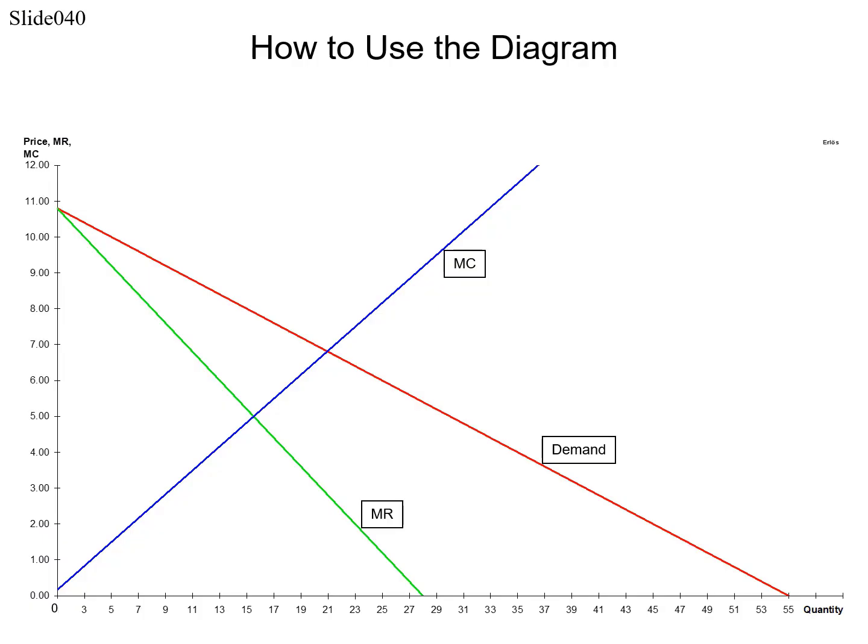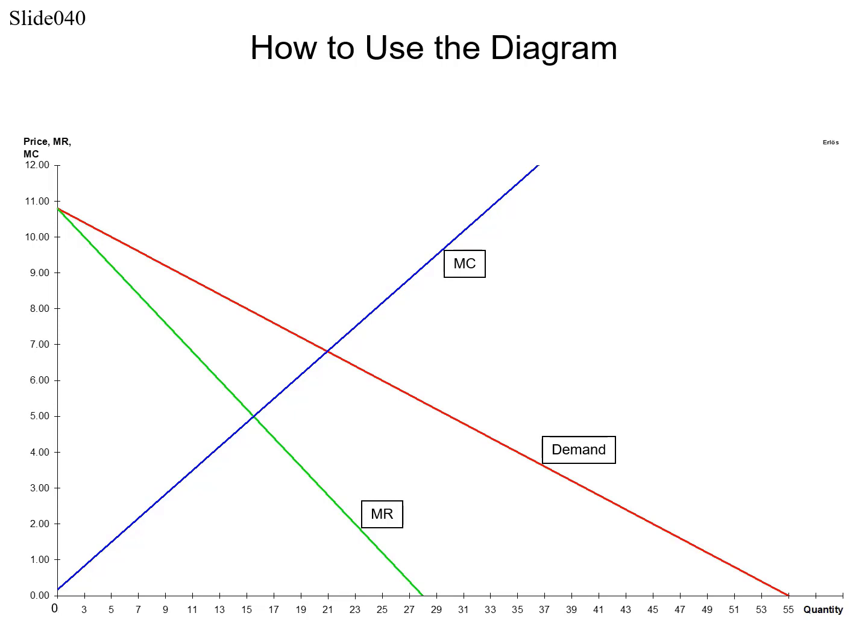Here is a diagram we will use to find the optimum quantity for the monopolist to maximize his or her profit. In the diagram you see a red line, which is the demand curve, a blue line, which represents marginal cost, and a green line, which represents marginal revenue. The green marginal revenue curve is always below the red demand curve.